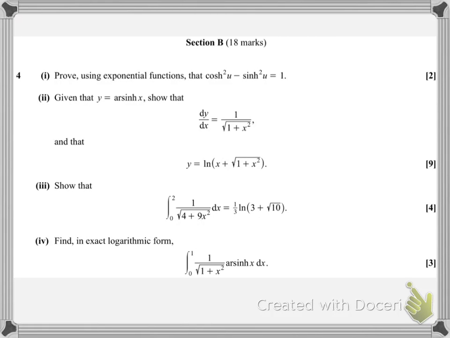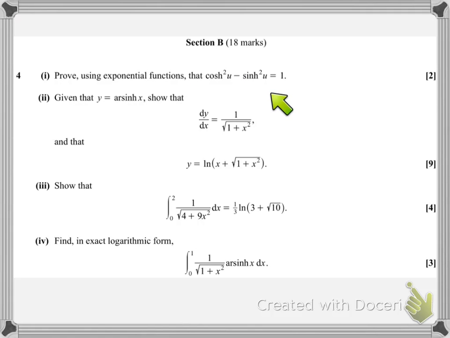So here we have a Section B FP2 question. The Section B questions are worth 18 marks in FP2, so that's just a quarter of the paper rather than a half, and they're always on something to do with hyperbolic functions. The first part of the question is only worth 2 marks. What we just need to do here is be careful to do what we've been asked to do, which is to use exponential functions to prove this identity.